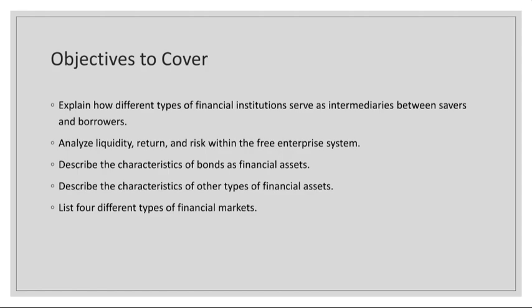So we're going to begin by understanding how different types of financial institutions serve as intermediaries between savers and borrowers. Financial institutions play a crucial role in facilitating the flow of funds between those who have excess capital, those being the savers, and those in need of capital, borrowers. Banks, credit unions, and other financial intermediaries act as conduits for this process, providing savers with a place to deposit funds and offering loans to borrowers.